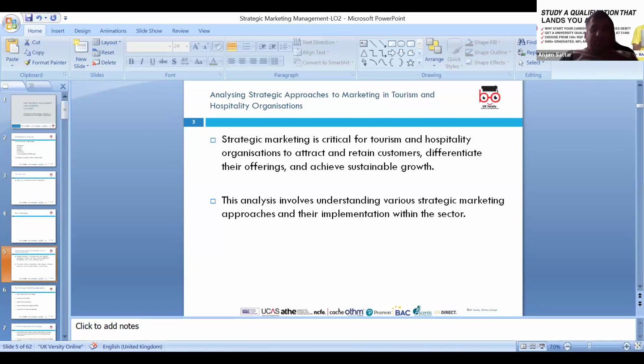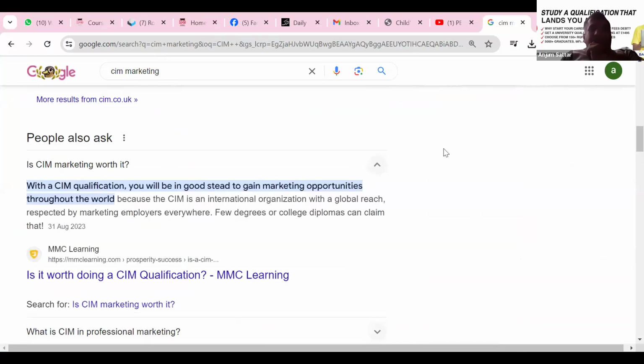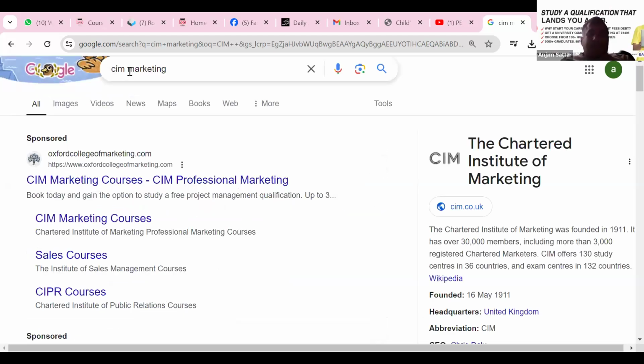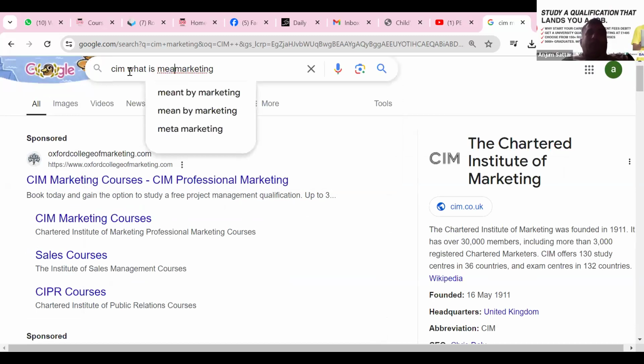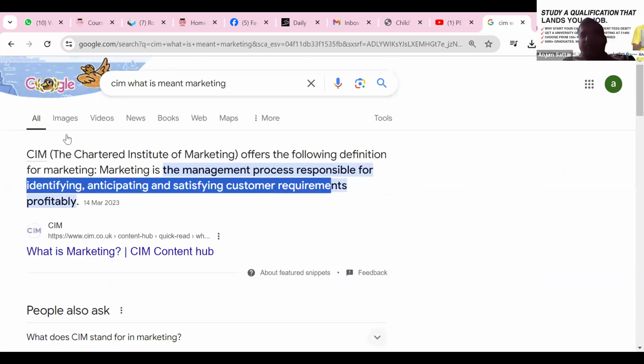Okay, now the definition of marketing, what is meant by marketing. According to the Chartered Institute of Marketing, marketing is a management process responsible for identifying, anticipating, and satisfying customer requirements profitably. That's the key. We have to identify, anticipate, and satisfy customer requirements profitably. Profit is also of course important, but the key focus is satisfying the needs and the wants.